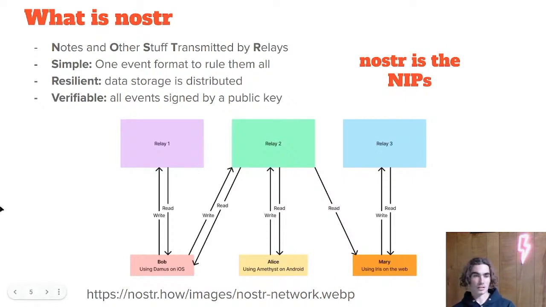But Nostr doesn't say like Twitter notes transmitted by relays. It's notes and other stuff. So you can pretty much put whatever you want on these relays as long as they follow the right event format. So this graphic is missing other sort of clients that are on Nostr as well. And then finally, Nostr is verifiable. All of the events have a public key and they're signed by a private key, so you can prove that this note was created by the person that says they created it because it's signed by their private key.